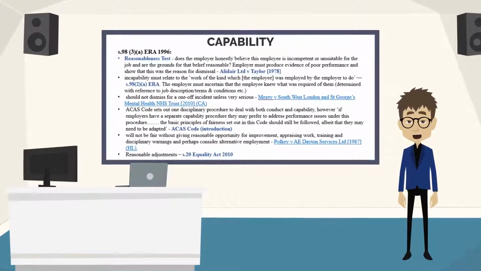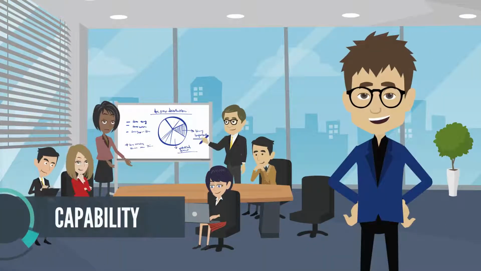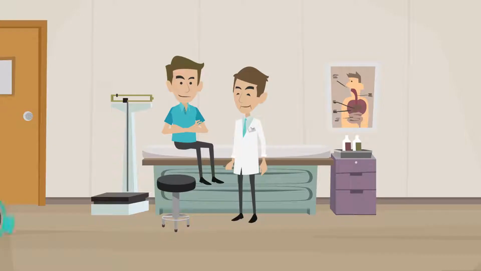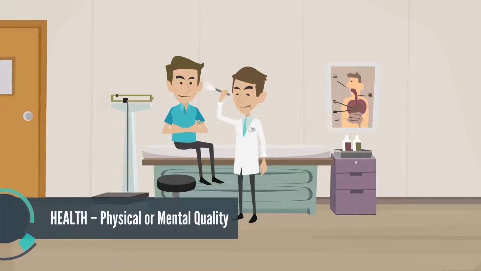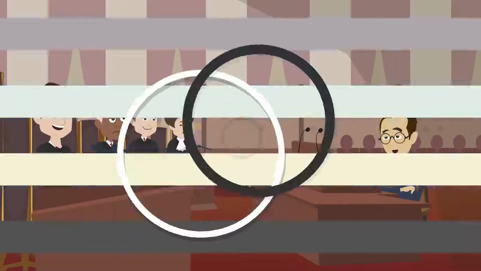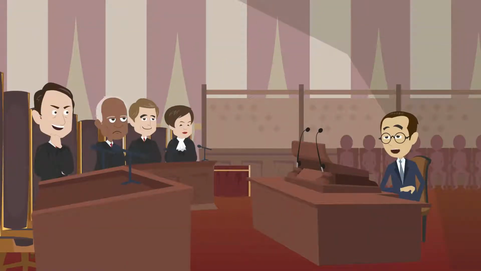Section 98(3)(a) of the Employment Rights Act 1996 says that an employee can be dismissed for lack of capability. Capability is assessed by reference to an employee's skill, aptitude, health, or any other physical or mental quality. The principles about what constitutes a fair dismissal for capability have been laid out in the cases that have come before the courts. Generally, no one should be dismissed for a single act of incompetence.